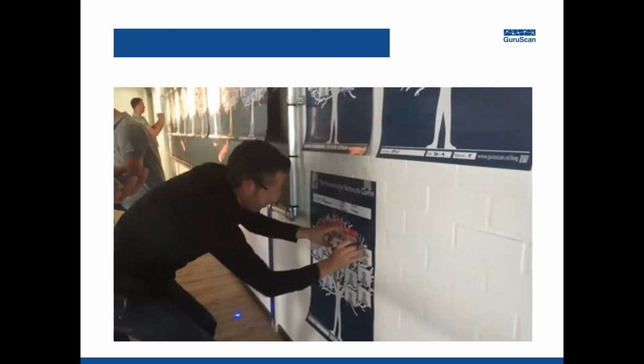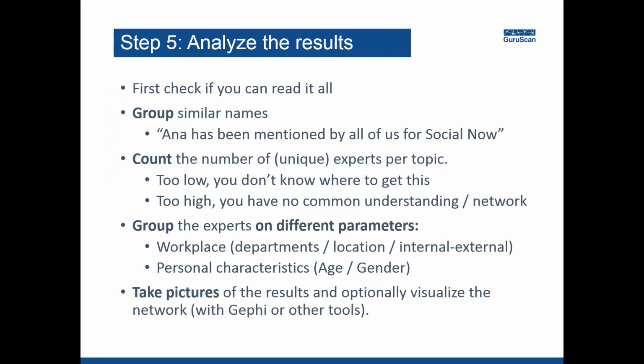Well, here you can see a picture of a session that we did. Just a bunch of these posters on the wall, people walking around, putting stickers of names on these knowledge topics. Next is analyze these results. You can do very simple analyses. Just walk around the room or look at those posters and basically group, for instance, similar names. So if everyone in your team has put the same name to a topic, then that is a very strong identifier that that person is really knowledgeable. So it's simply putting those stickers or those Post-its together.